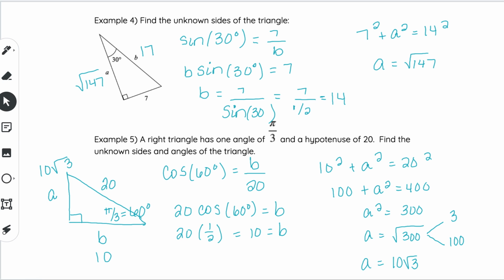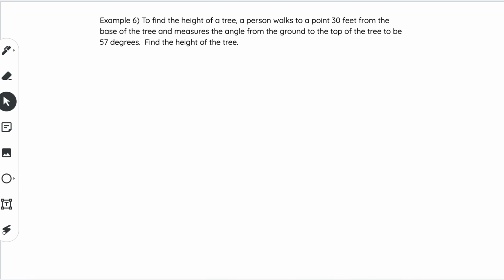All right, a couple more examples to end our day together. The real meat. So we've used sine and cosine to solve. Why not use tangent to solve? So that's example 6 on slide 5. To find the height of a tree, a person walks to a point 30 feet from the base of the tree and measures the angle from the ground to the top of the tree to be 57 degrees. Let's find the height of the tree.